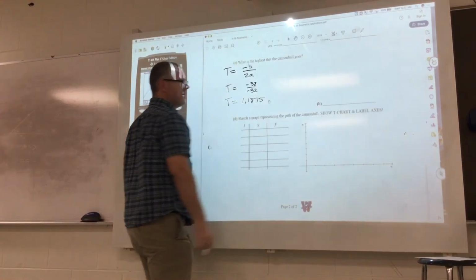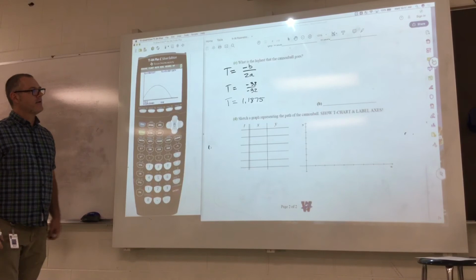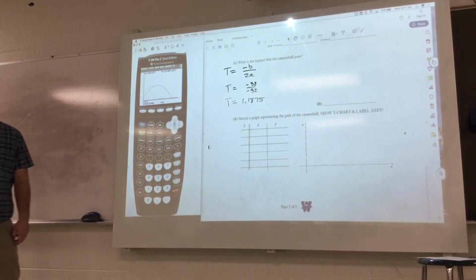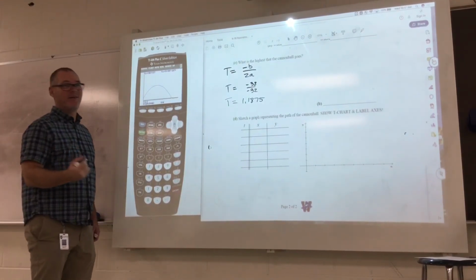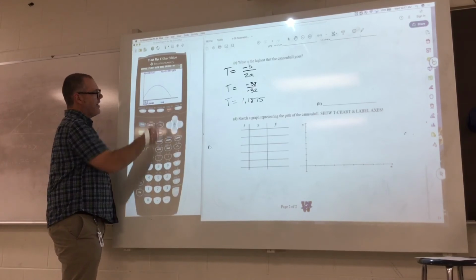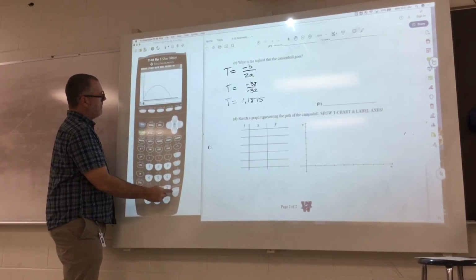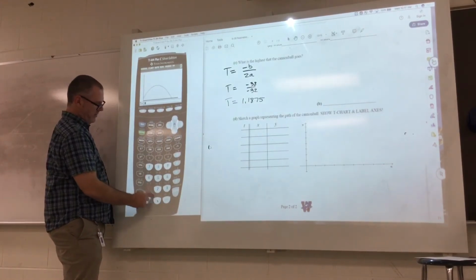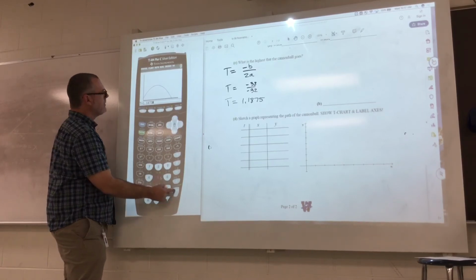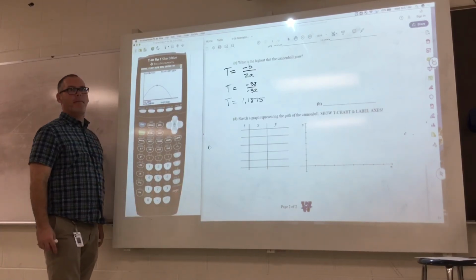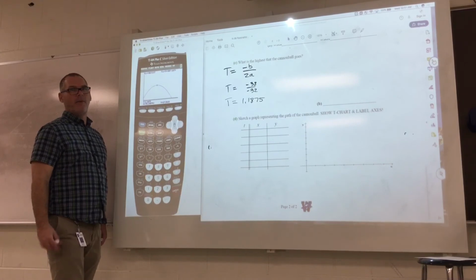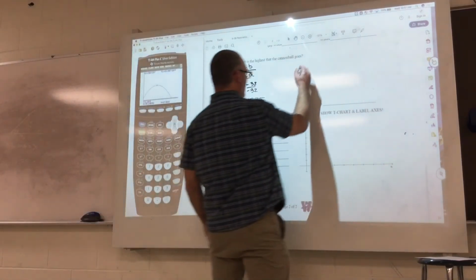1.1875, I think is what you get. Now, if you want to use technology, you can go right back here, second trace, t equals 1.1875. Bam. But we want to show our work, so I'm going to do that.